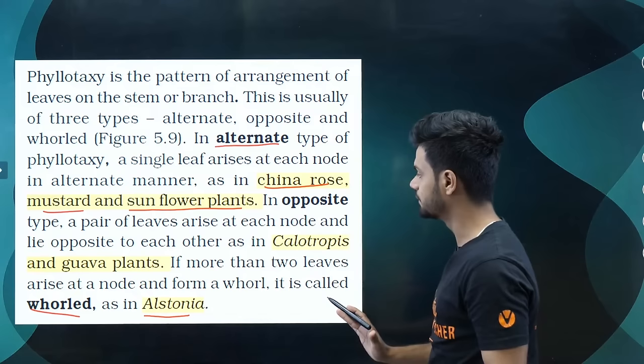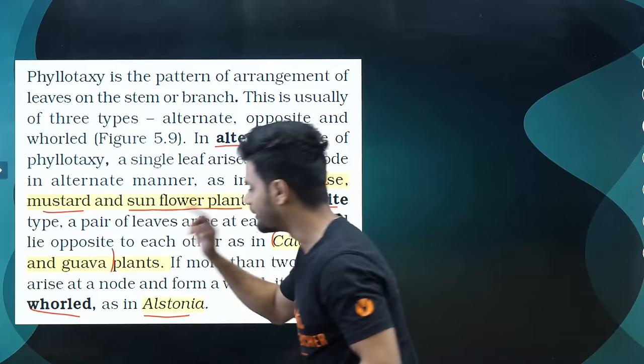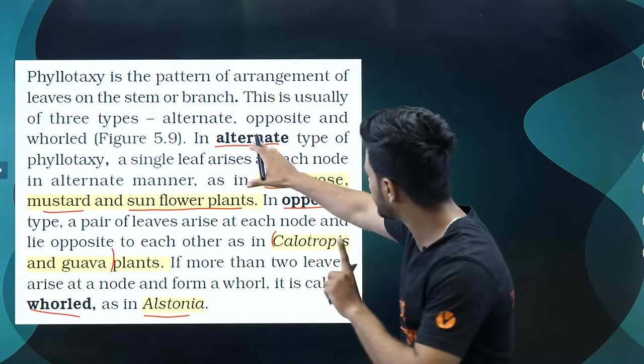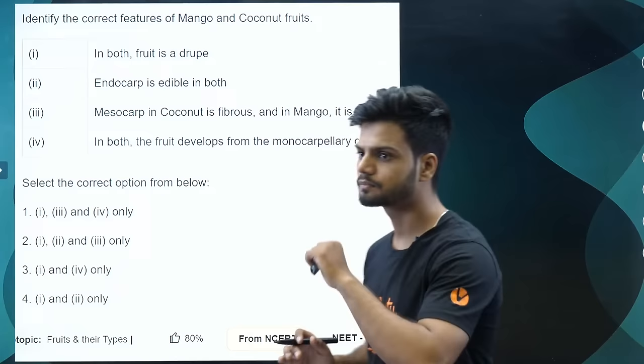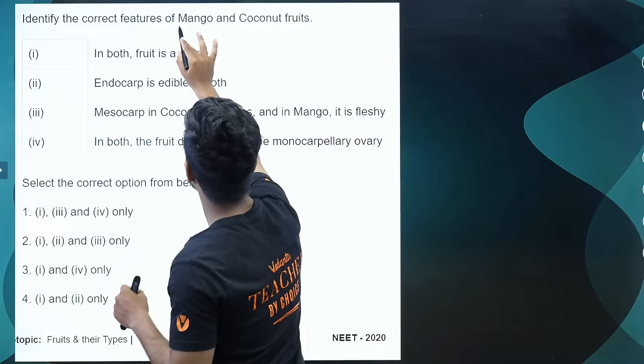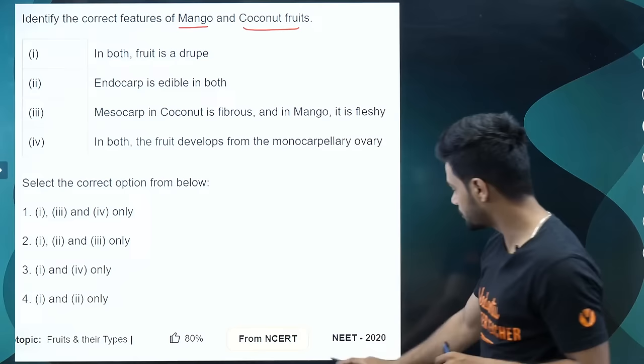Then we also have opposite phyllotaxy, with calotropis and guava. So remember, for alternate phyllotaxy we have China rose, mustard, and sunflower plants. For opposite, we have calotropis and guava. And for whorled, we have Alstonia. Clear? Next question. Identify the correct feature of mango and coconut. This is a question from NEET 2020.